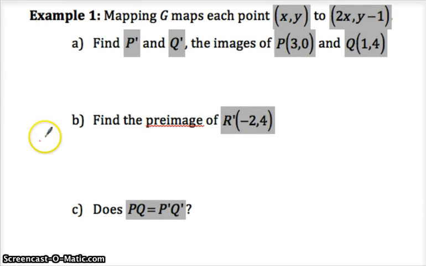All right, mapping G maps each point (x, y) to point (2x, y minus 1). Here's an example of a geometric mapping, but using coordinate points. They don't always have to use coordinates. Most of the ones we're going to use this year are going to be coordinates, but they don't always have to be. Believe it or not, coordinates often make these things easier to understand, if you can believe that.